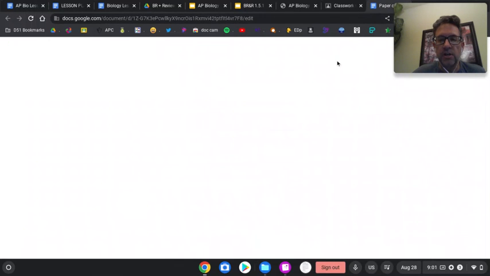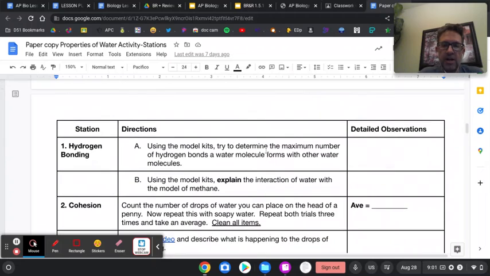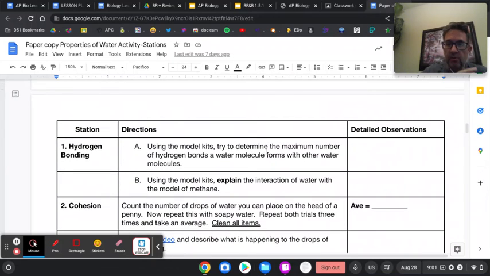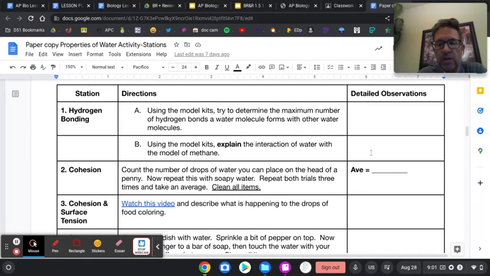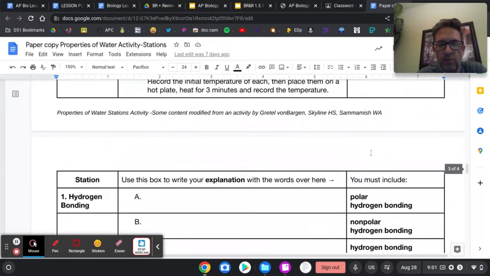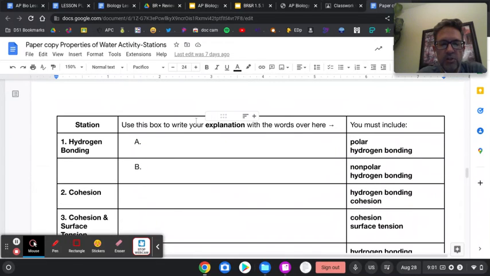Guys, let me just take you to the properties of water activity stations and remind you what that was the last time. And I know it's hard to think when we did this over a week ago, but in station 1, here were the directions, and here's where you made your observations. If you flip the page over, what I ask you to do this time is to write an explanation, not an observation, and you must include these words.